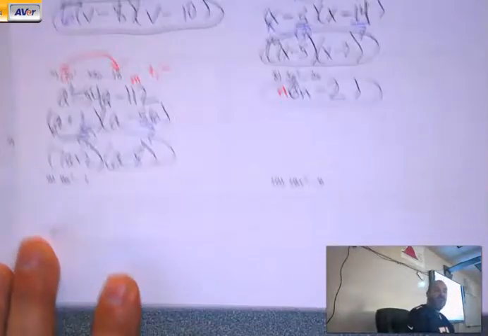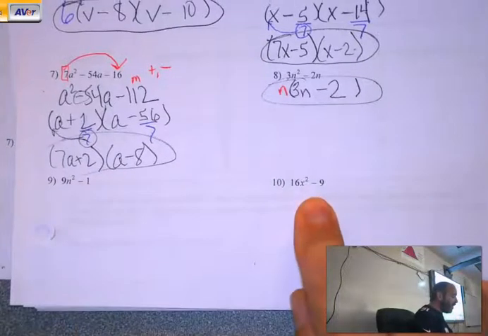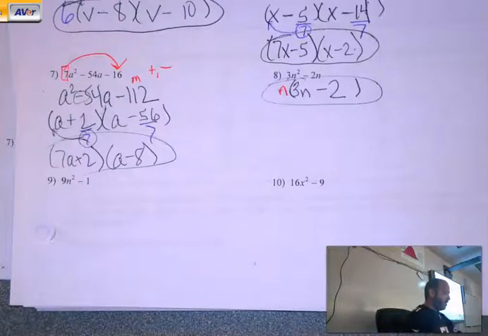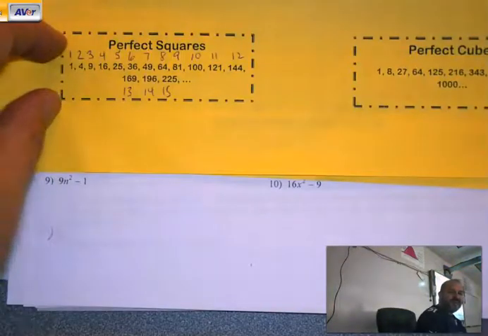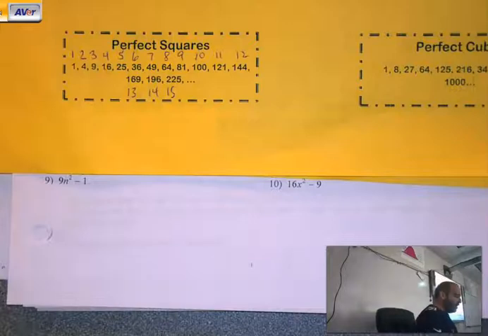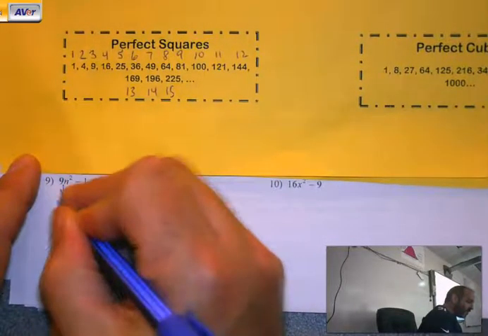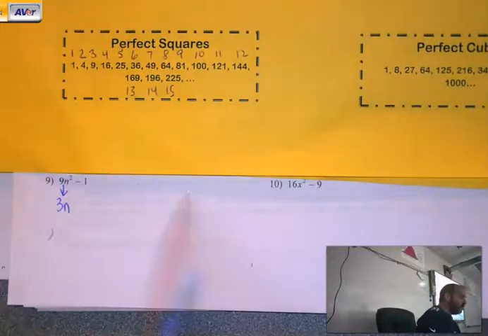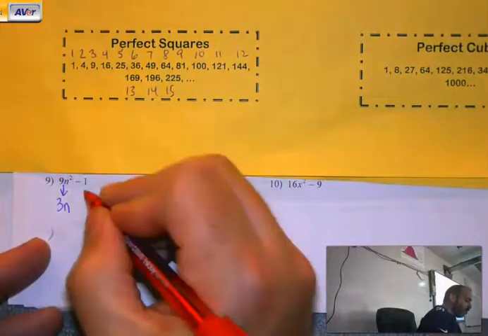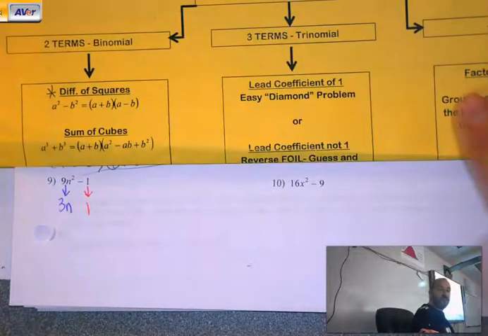And then our last part is our newest stuff. It's those darn two-termers again that have nothing in common. Oh, wait a minute. Oh, yeah, it's that perfect squares thing. So what do I square to get 9? 3. Don't forget your n. What do I square to get 1? 1.